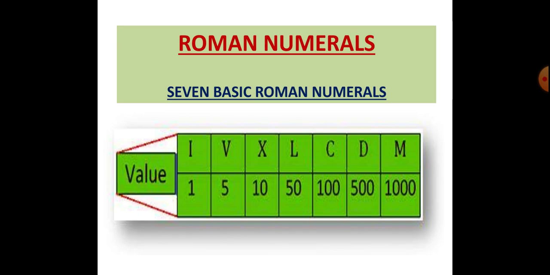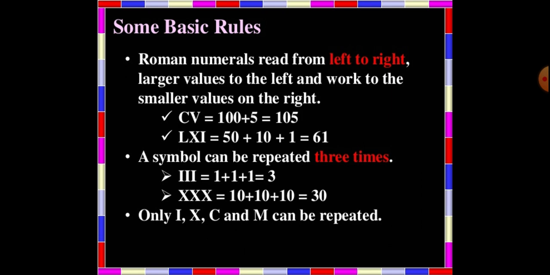Now coming to our next topic, Roman numerals. Look at the screen. These are the 7 basic Roman numerals. These numerals stand respectively for 1, 5, 10, 50, 100, 500 and 1000. Now children, there are some basic rules of Roman numerals. Let's discuss them. Roman numerals are always read from left to right.